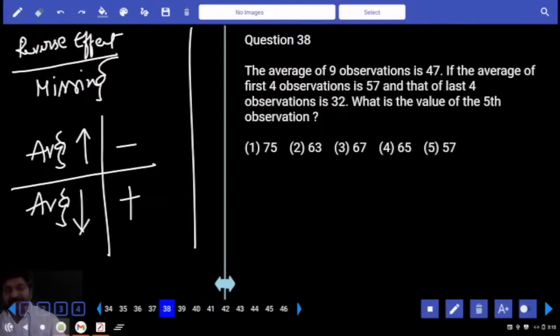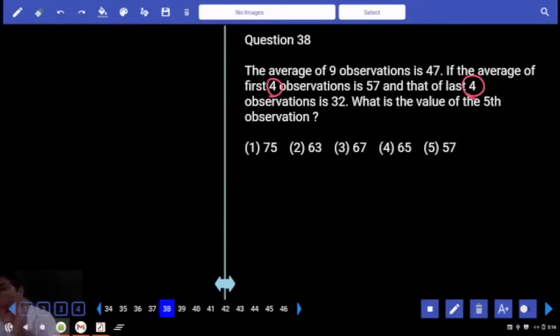In the same question, if it is first 5 observations and last 5 observations, then it will be which case? Repeat case. First 5 numbers, 5th number included. Last 5 also 5th number included. So 5th number came twice. So it is repeat case. You got it? Right. So now we use the reverse effect.